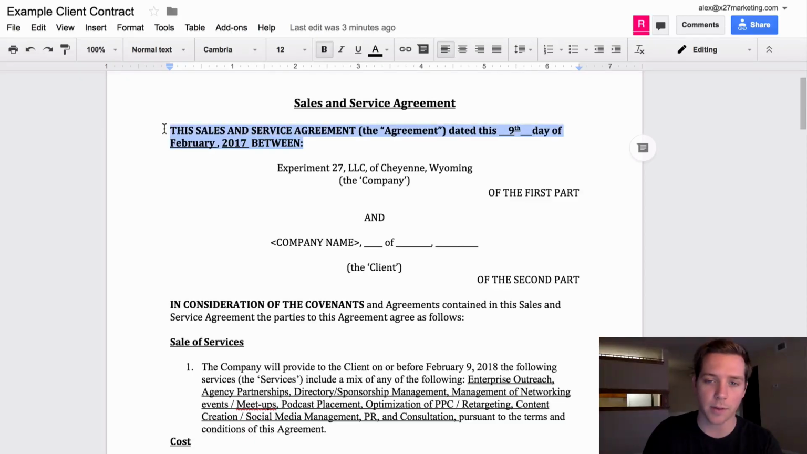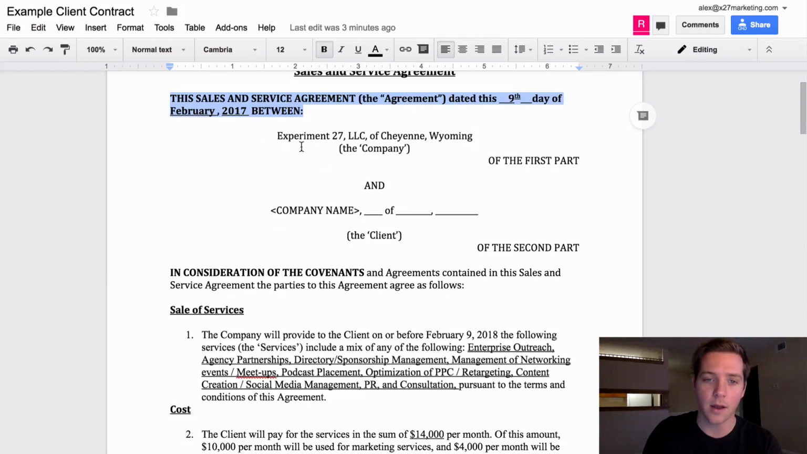This sales and service agreement is dated this 9th day. This took me about $1,000, by the way. I had to hire a lawyer to write this, so here's some free $1,000 at least worth of value for you. So there are a few sections in this doc, and I'll just run through them one by one.